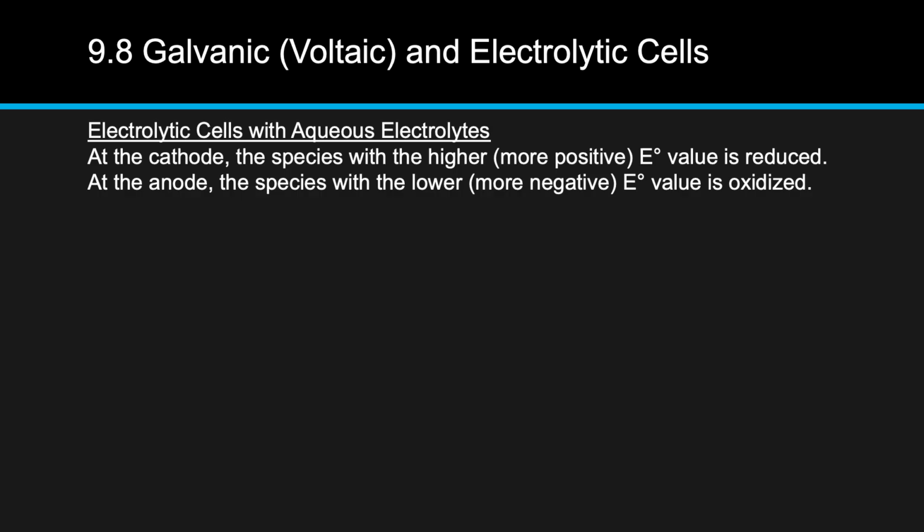In electrochemical cells, the species with the higher or more positive standard reduction potential is going to be reduced at the cathode because it has a greater tendency to gain electrons. The species with the lower, more negative E value is instead going to be oxidized at the anode, meaning its half reaction is reversed, so it loses electrons. In short, reduction happens at the cathode with a higher E, and oxidation happens at the anode with a lower E.